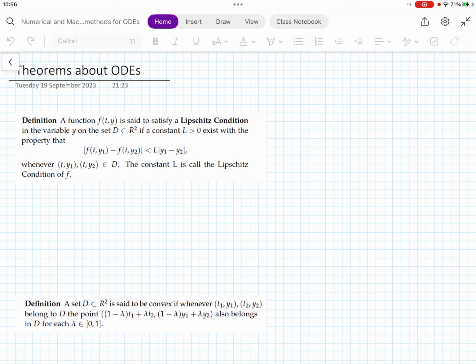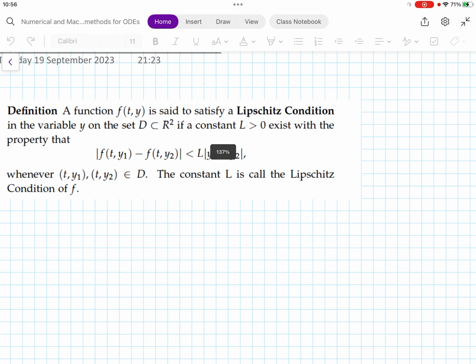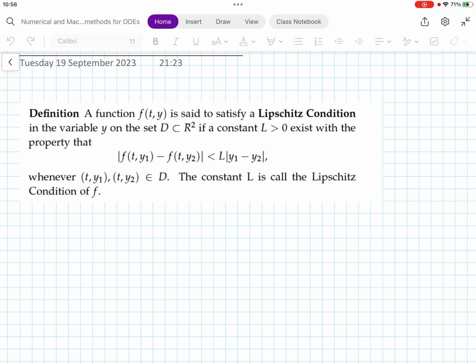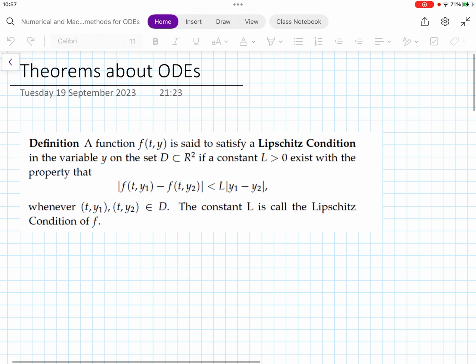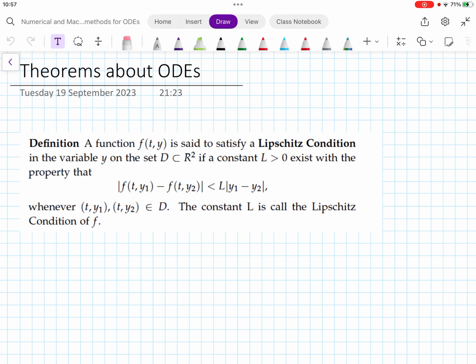So in this video, I'm just going to talk a bit about some of the terms and definitions that we need to look at our ODEs. And the most important one by far is known as the Lipschitz condition. The Lipschitz condition reads, a function f(t, y). Now note, all our differential equations we're dealing with at the minute are going to be dy/dt is equal to f(t, y). So that's why it's so important.